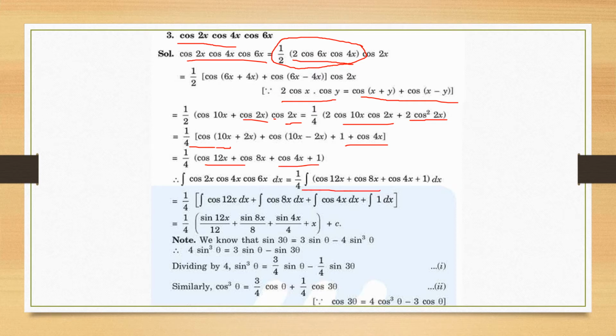Now I think each one of them can be integrated directly. So the integral of cos 12x is sine 12x upon 12, the integral of cos 8x is sine 8x upon 8, and cos 4x is sine 4x upon 4, and the integral of this one is x plus c. So in this way this question can be integrated.